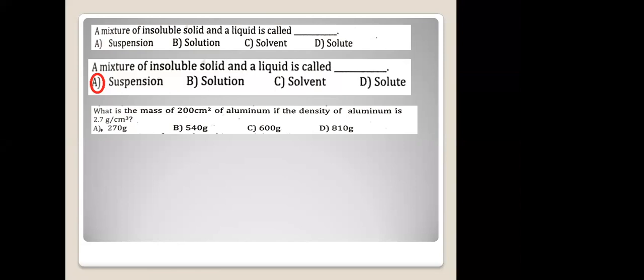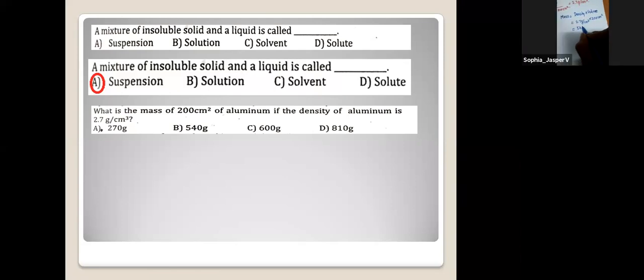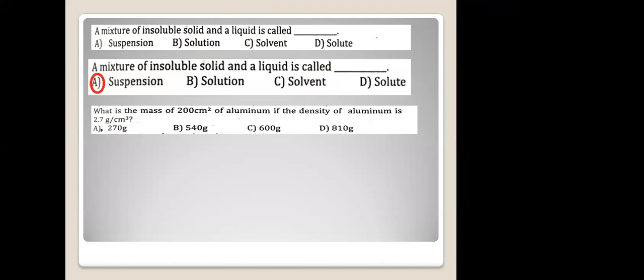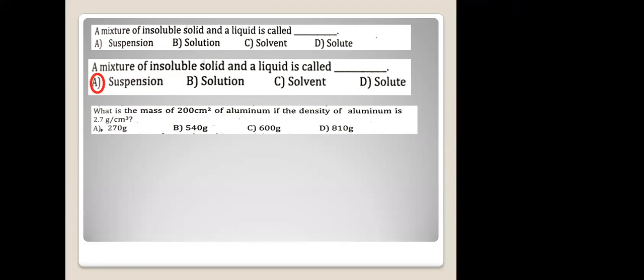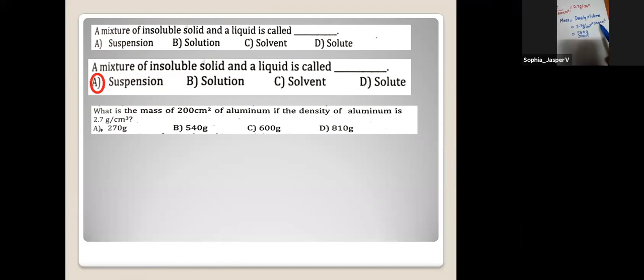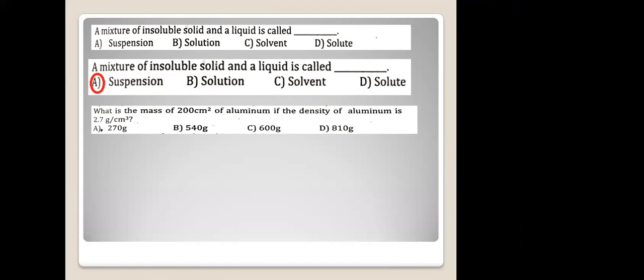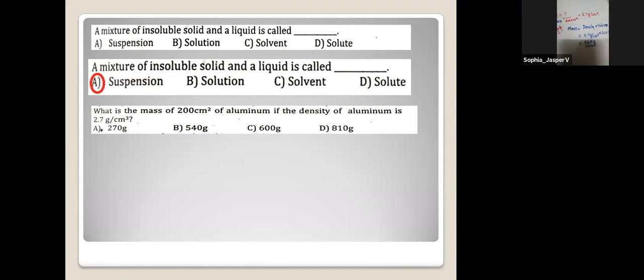So what is the answer? B. How many of you got this answer? Mass is equal to density times volume. So 2.7 gram per centimeter cube into 200 centimeters cube, so that you get the answer. How many of you got this right answer?